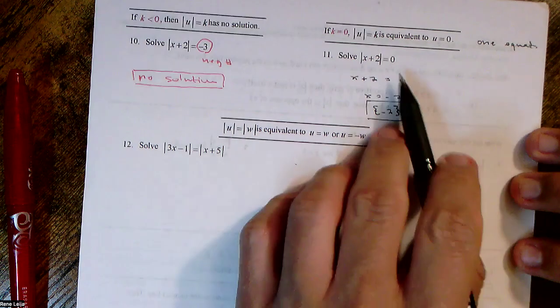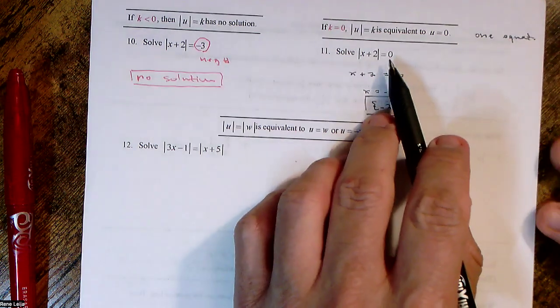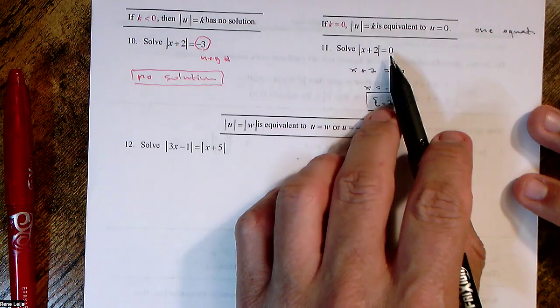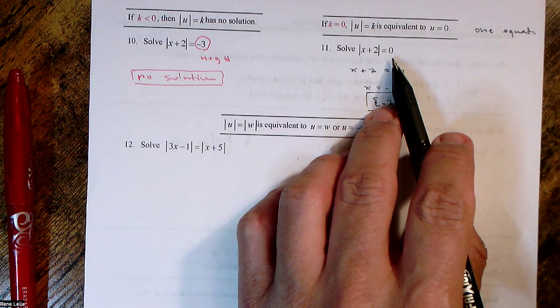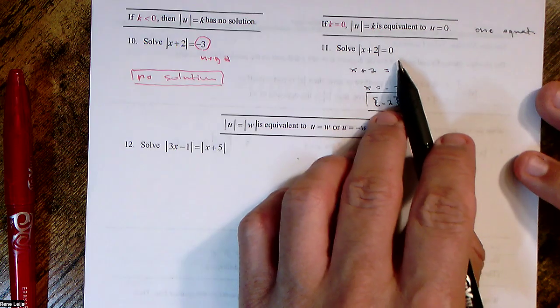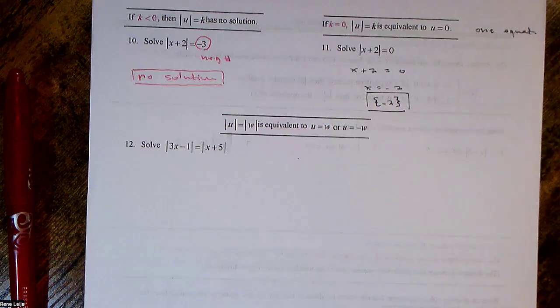Okay, because remember, if this were a number, you would have a positive and a negative number. Well, 0 is neither positive nor negative. And even if you did try to treat it as a -0, well, -0 is still 0. So it would only give you the one equation. Okay. Now, the last problem that we look at is number 12. This one can be a little bit tricky.